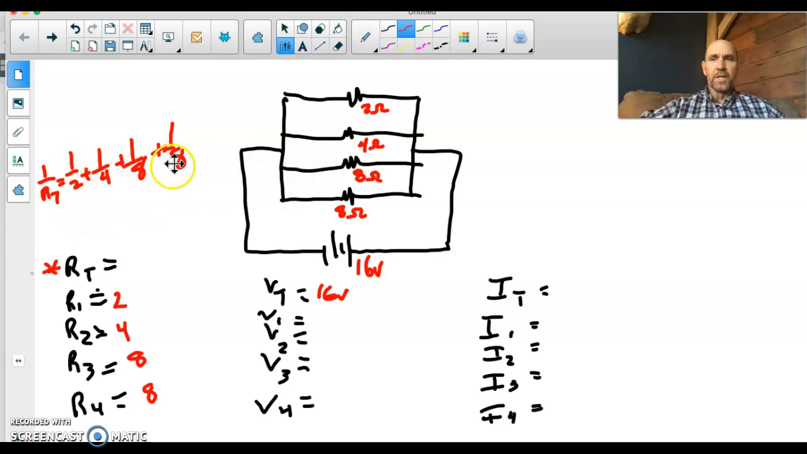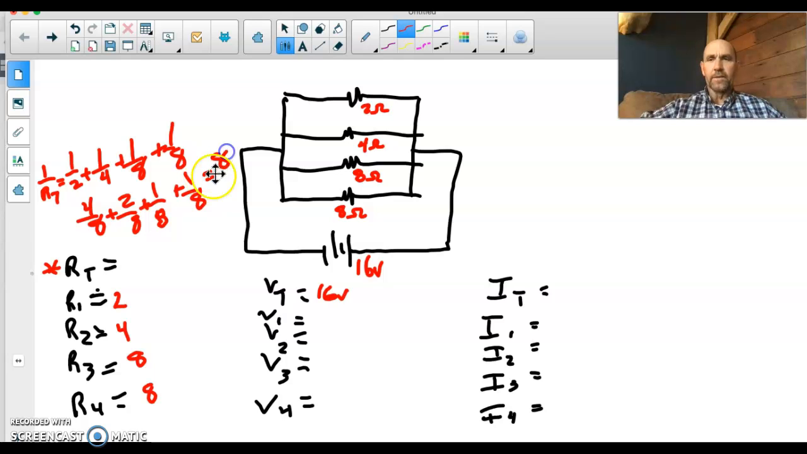I'm going to get a common denominator. I'm going to choose 8. So that makes this 4/8. That makes this 2/8, multiplying both top and bottom by 2. This stays 1/8. And that's 1/8. So you add the numerators: 4, 6, 7, 8.